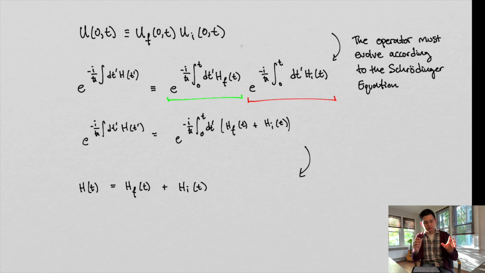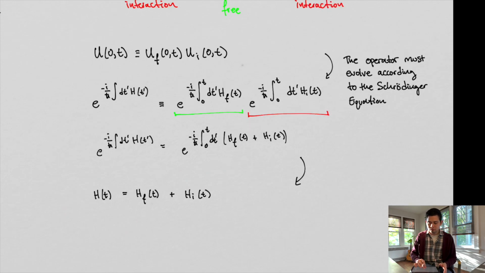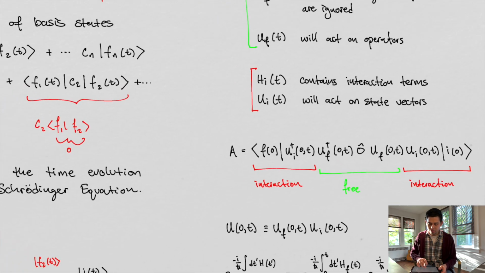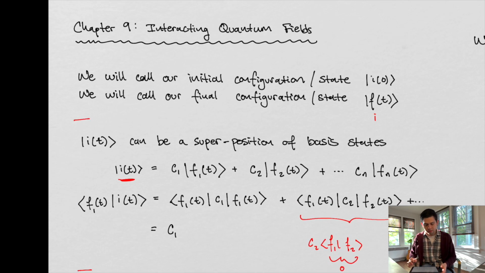So when we say that if we stipulate this, because this has to obey the Schrödinger equation, these things have to be multiplied, and if they're multiplied, that means our Hamiltonians must be additive, right? So if the time evolution operator looks like this, then the Hamiltonian for the associated time evolution operator looks like this. And that's really what we want to talk about in this chapter, right?